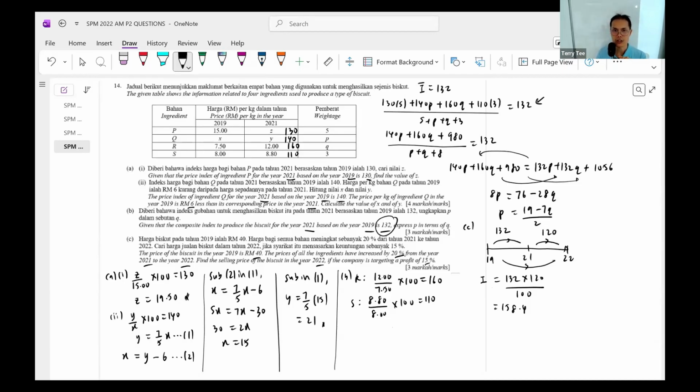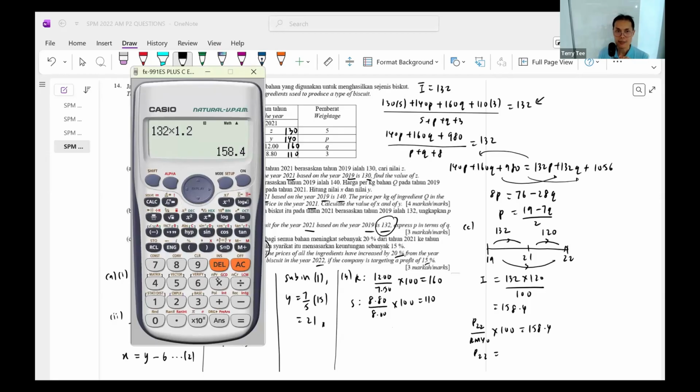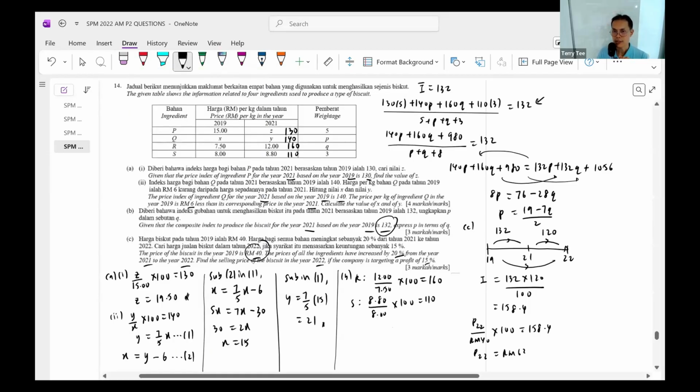So your cost originally is how much? The price of the biscuit is 40 ringgit. So the price in 2022 divided by 40 ringgit times 100 is now 158.4. So this is just the cost. You don't include the profit yet. So you times with 40 divide 100, you should get 63.36. So that means your cost has gone up to this price. Okay, we haven't even factored in the profit.